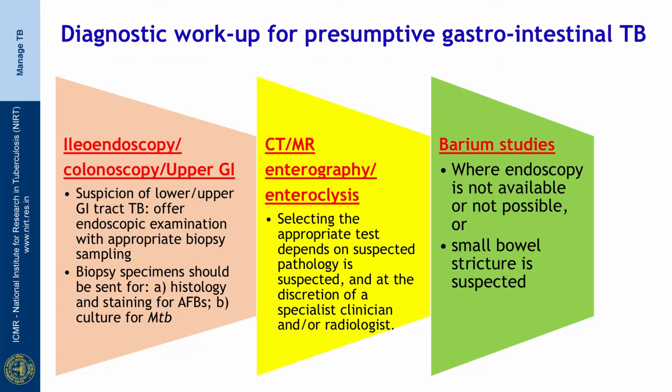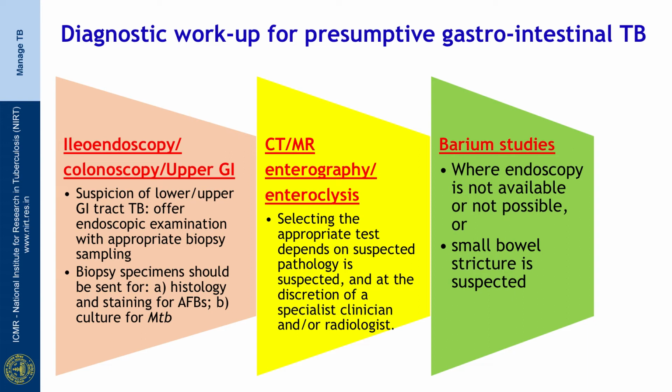For presumptive gastrointestinal tuberculosis, it is really difficult to reach a conclusion of TB of the GI tract. Whenever we suspect lower or upper GI tuberculosis, we should offer endoscopic examination, and also try to have appropriate biopsy sampling, and this biopsy specimen should be sent for histopathology and staining for AFB, smear and culture.